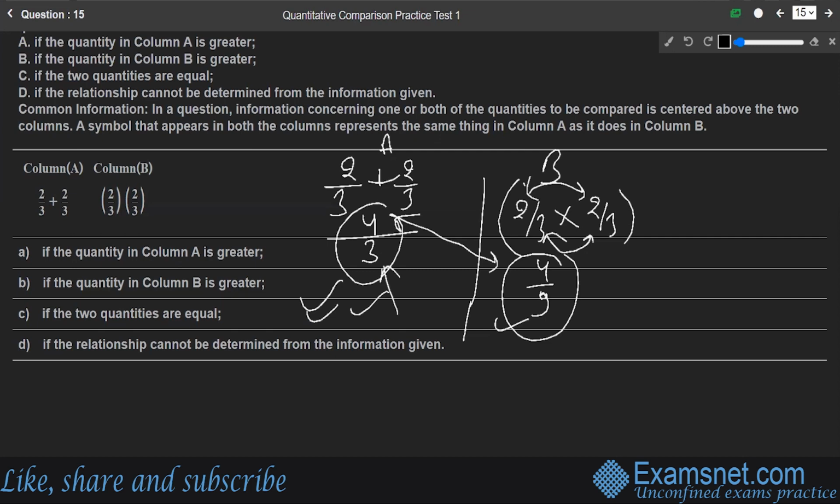So clearly the fraction available in column number A will be having the higher value. So that's what is the answer. The quantity in option A is greater. So A answer is right.